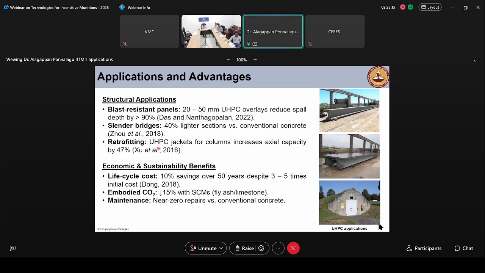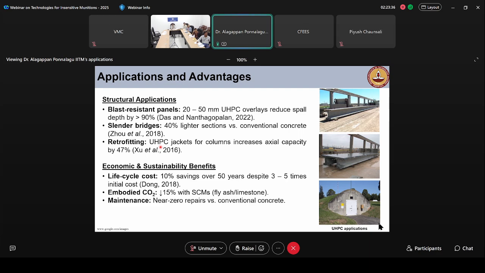One of the other important things is the economical and sustainability benefits. The embodied carbon dioxide content is very low. Life cycle cost, as I told you, it lasts longer. In overall life cycle cost, if you see, it will relatively have better savings. Maintenance, as I told, since it is highly impervious, the permeability is very low.